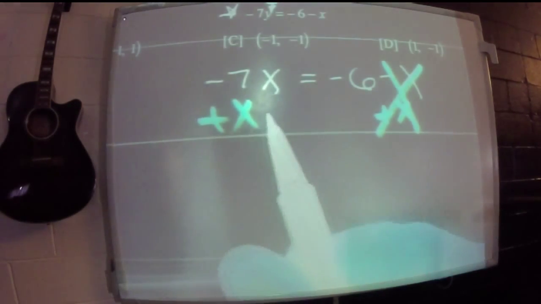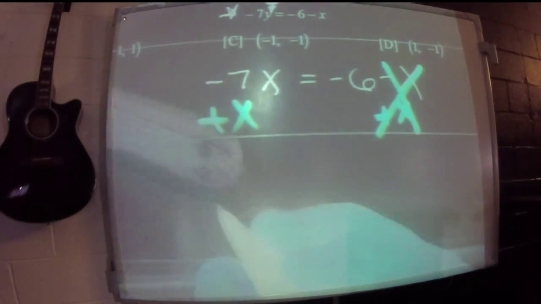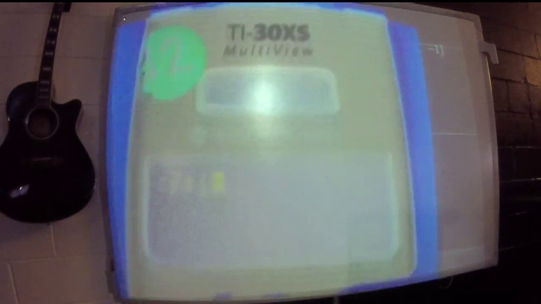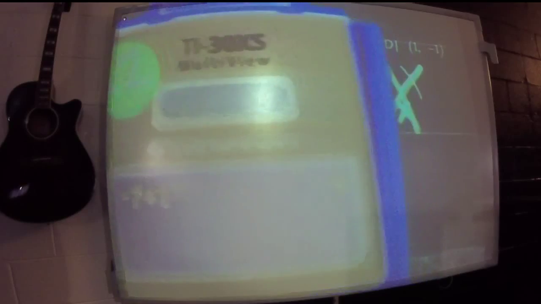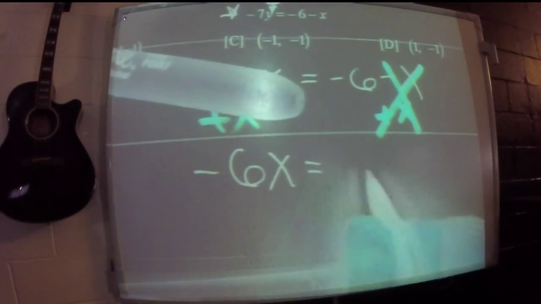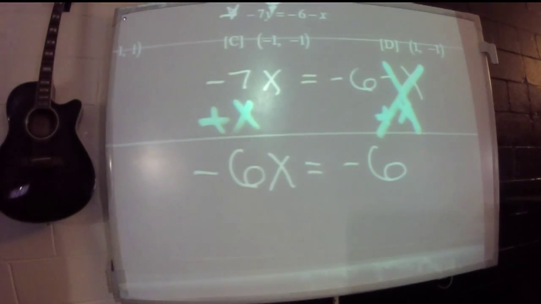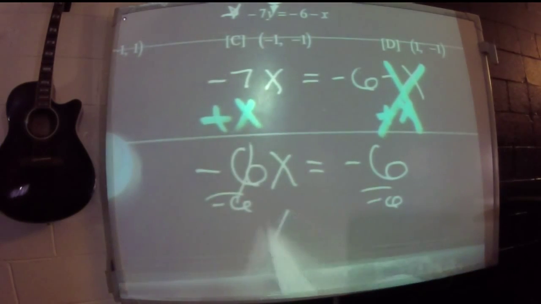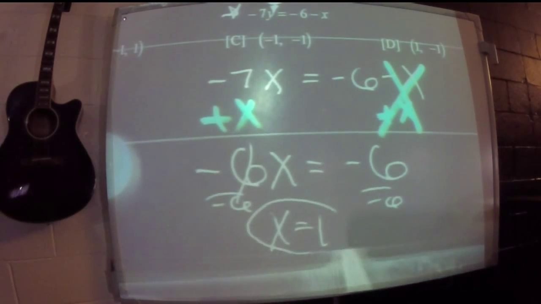Okay, what is negative 7 plus 1? It's negative 6. If you're not sure, you can go ahead and check it, but it's negative 6. So x equals negative 6. Then what? Divide, and what's x going to be? 1. Positive 1. X equals positive 1.